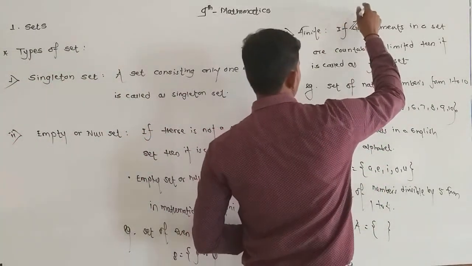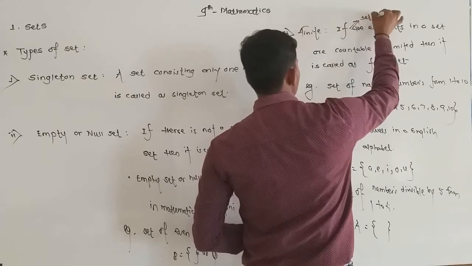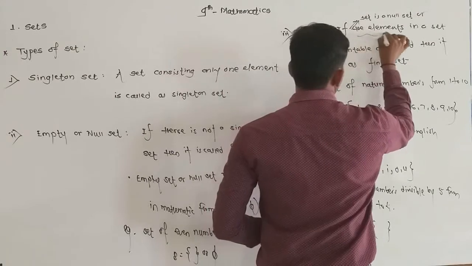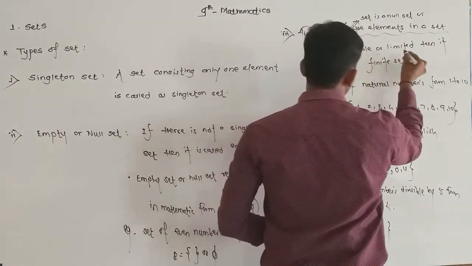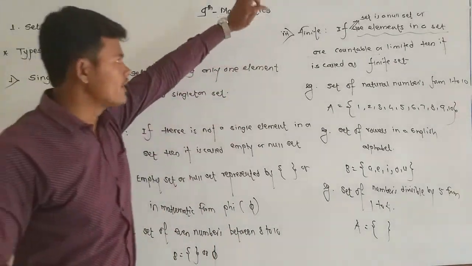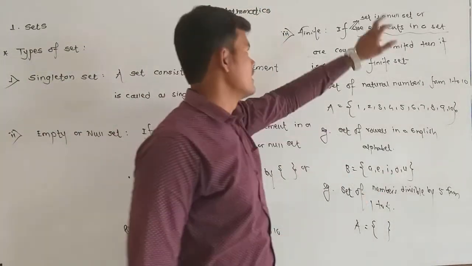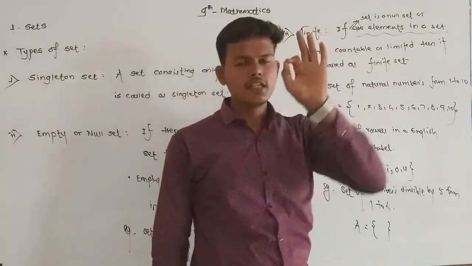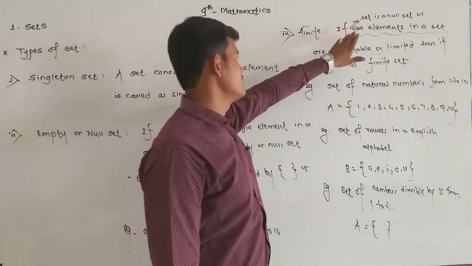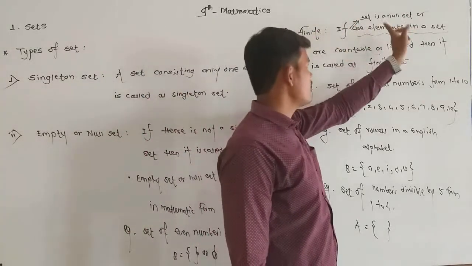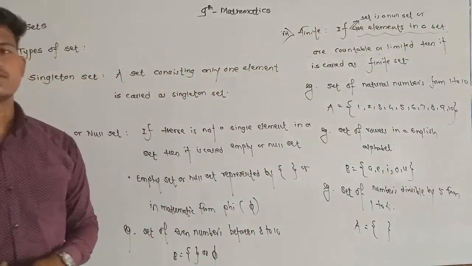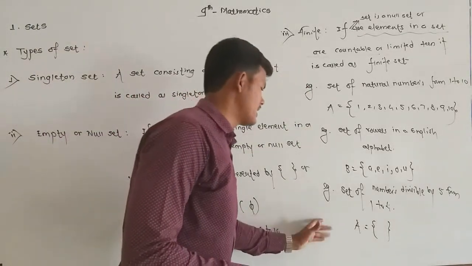So add one thing: if the set is a null set or the elements in a set are countable or limited, then it is called a finite set. Remember one thing: if the set is a null set, म्हणजे set हा जरी null असेल, then it is also an example of a finite set. So what is the definition of a finite set? If the set is a null set or the elements in a set are countable or limited, then it is called a finite set. And these are the examples of a finite set.